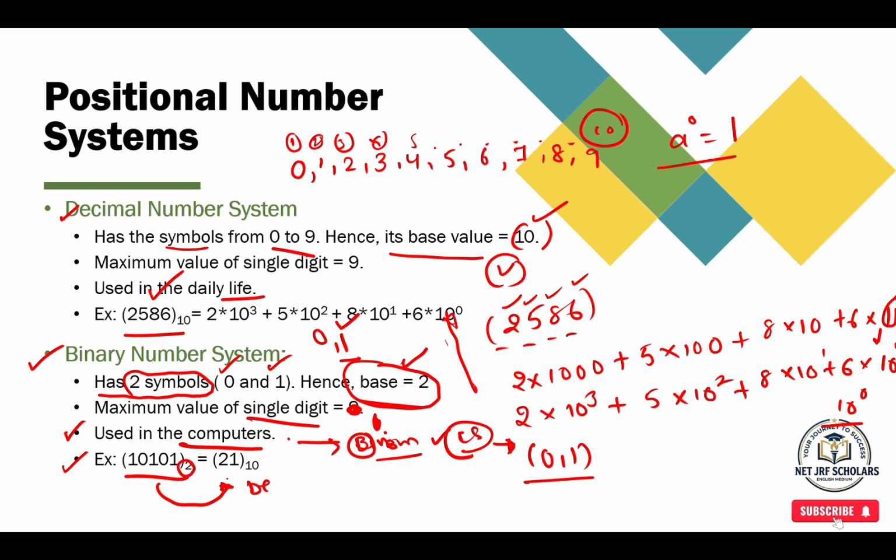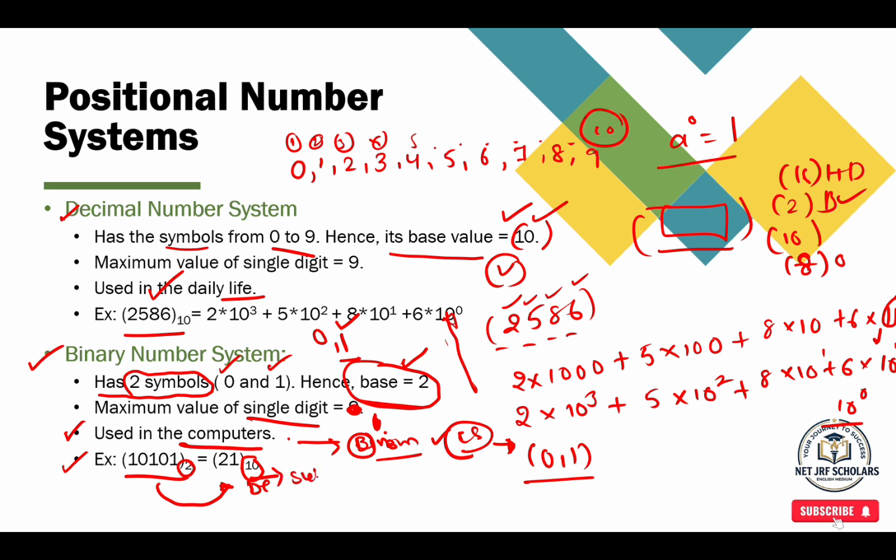Binary means base 2 and decimal is base 10. This represents the base value, something that is in the bracket after the number. If you see 10, it is decimal. If you see 8, it is octal. If you see 2, it is binary. If you see 16, then it is hexadecimal. So the subscript after the number represents the base of the number system.